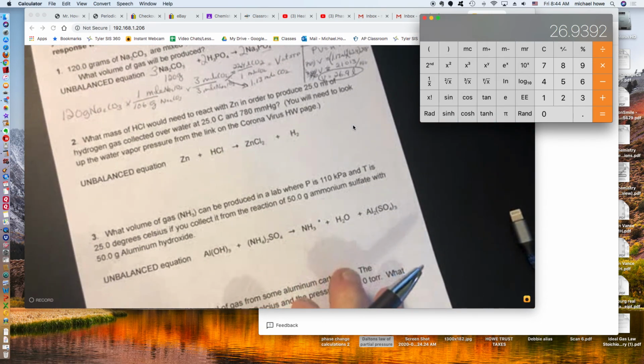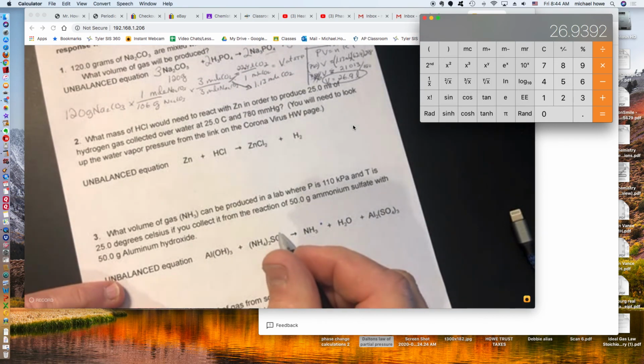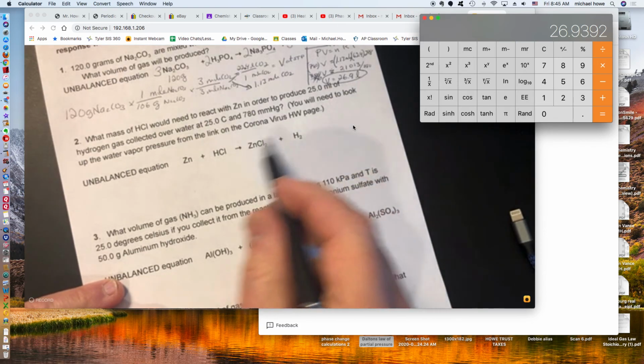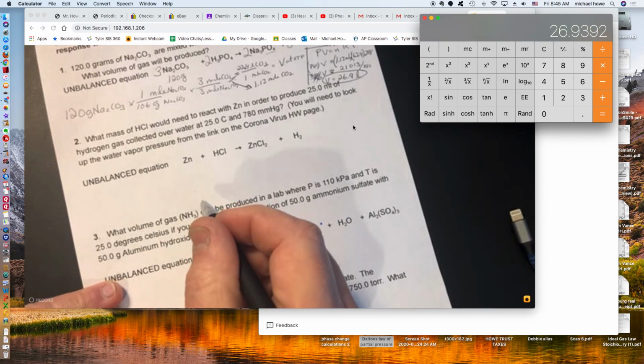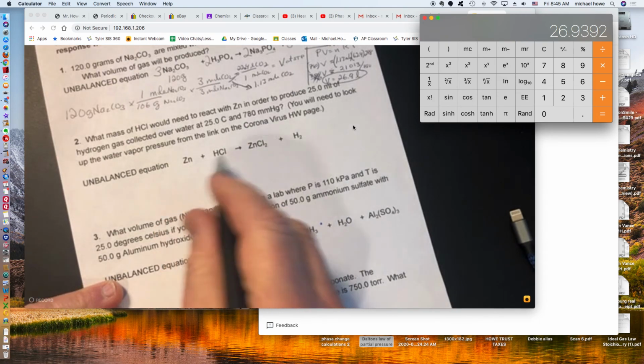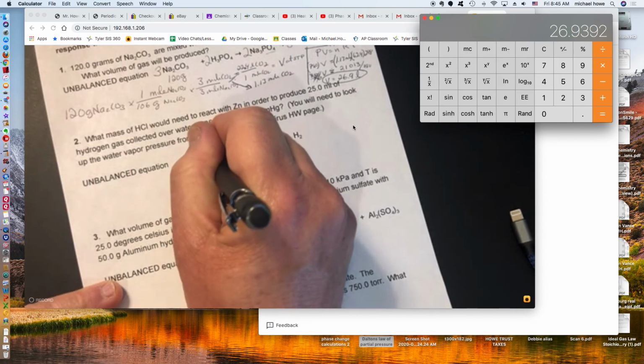Second problem. What mass of HCl will need to react with zinc? You have 25 milliliters of hydrogen gas collected over water. And it does mention that we need to look up the water vapor pressure from the link on the coronavirus homework page, so we'll do that. All right, balance this equation. Pretty simple balance on this one. You need to put a 2 there.